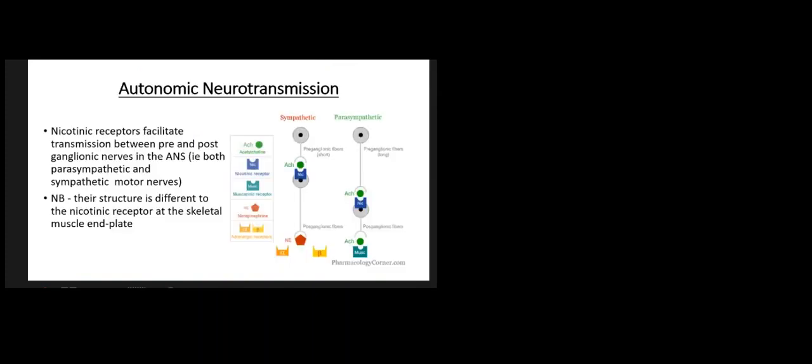Drugs which decrease block the synthesis of the neurotransmitter molecule, so they stop the synthesis and therefore decrease the effect. The drugs block the release of the neurotransmitter from the terminals. The drugs bind to presynaptic inhibitory receptors and activate them, and drugs block the postsynaptic receptor sites. So these are doing the opposite things to the facilitation.